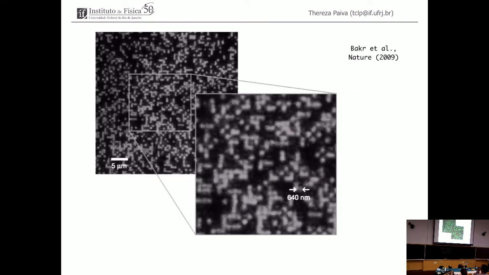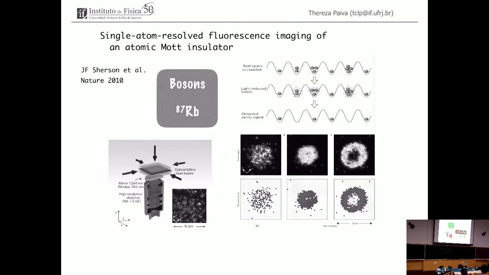The image they make is this one, which is absolutely beautiful, because you see these little dots are actually single atoms. The black part is empty, and the green is where we have a single atom. So this is 2009.